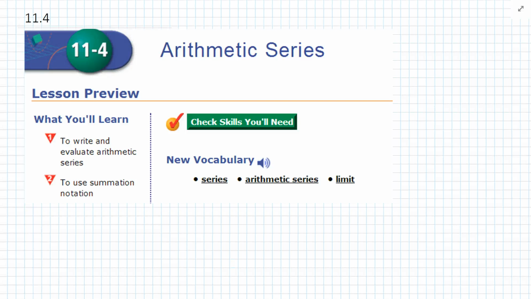Chapter 11, Section 4, Arithmetic Series. What we're going to learn in this section is to write and evaluate arithmetic series and to use a summation notation. Some of the new words are series, arithmetic series, and limits.